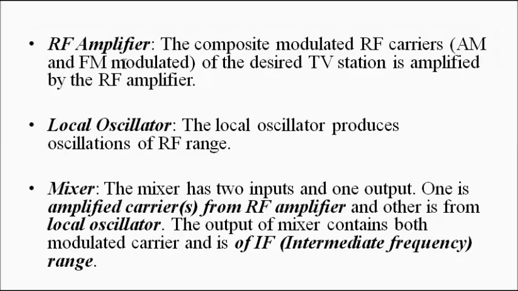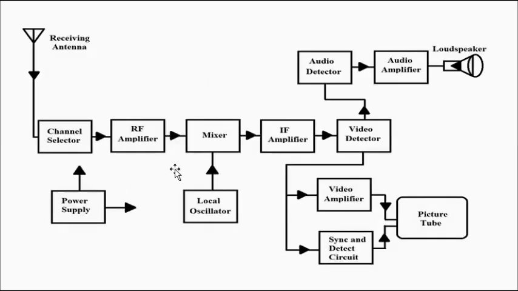Now, this radio frequency amplifier, or the RF amplifier, amplifies the amplitude modulated video and the frequency modulated sound carrier signals of a particular desired TV station. Next, the next component is the mixer.